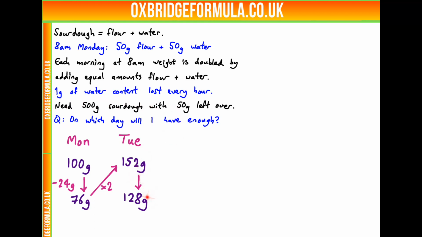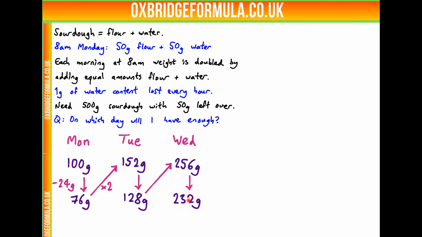So let's keep going. We need to double 128. And what is that? That's 256 on Wednesday morning. Again, we need to take off 24 for the water content. 256 minus 24 is 232. So it looks like when we double this, we'll be getting there.